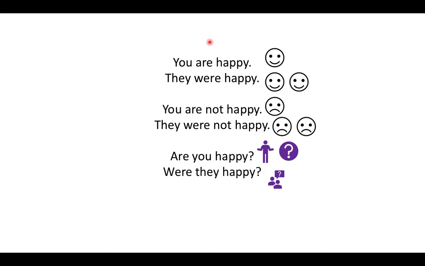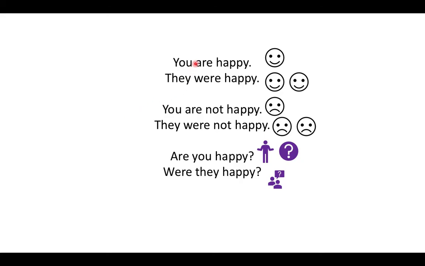So we have these sentences, which we've worked on the past couple days. You are happy, and they were happy. So this one right here is present tense, meaning in the moment, right? So you are happy, they were happy. We also learned how to say that whatever is happening is not, or it's the opposite.